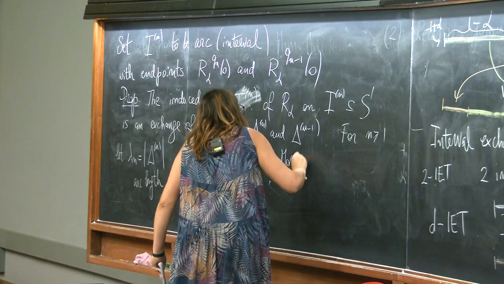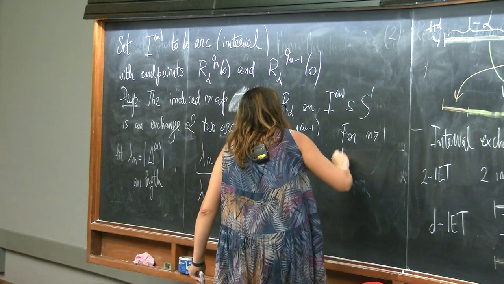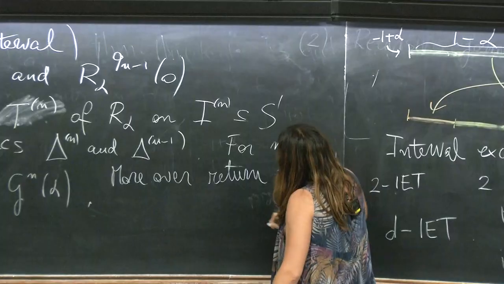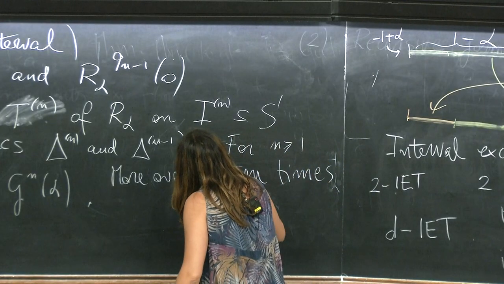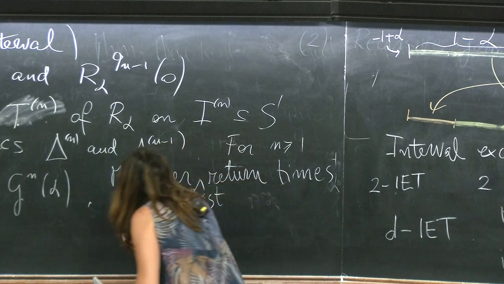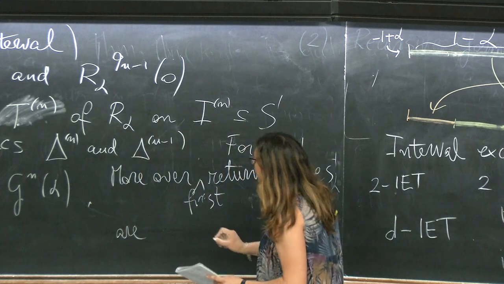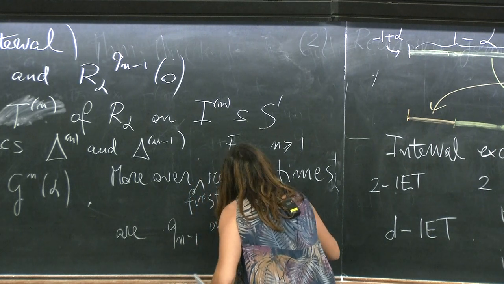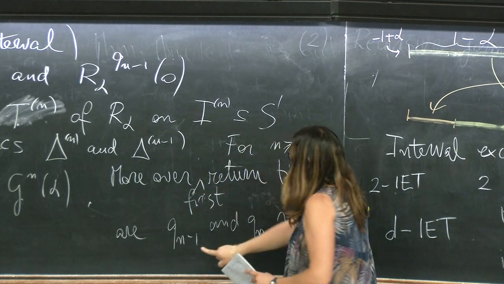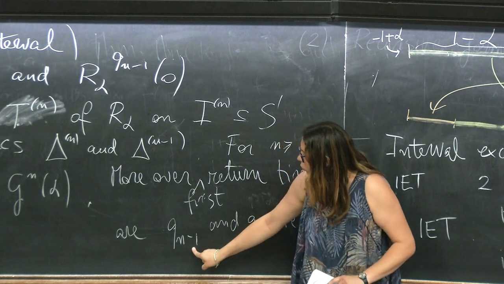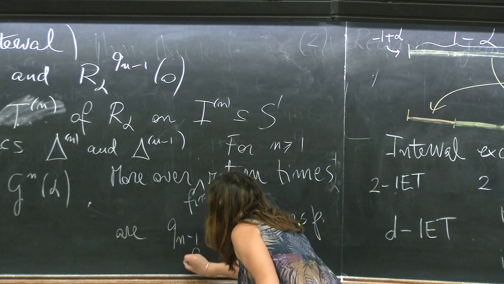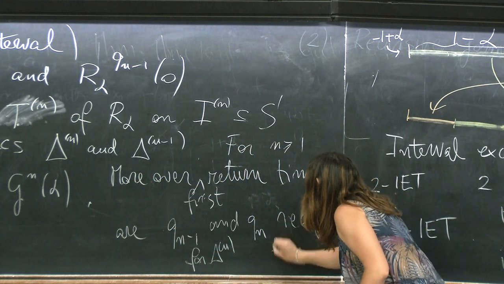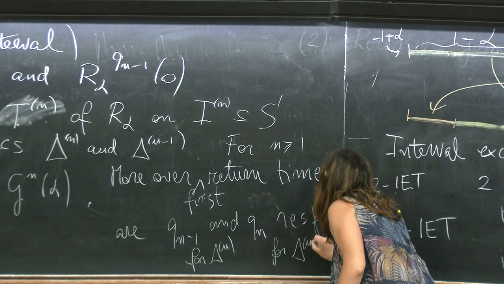Moreover, you can also say what the first return times are. The first return times are respectively q_{n-1} and q_n, respectively, with mismatched indices. So q_{n-1} is the return time for Delta_n, and q_n would be the return time for Delta_{n-1}. Voila.